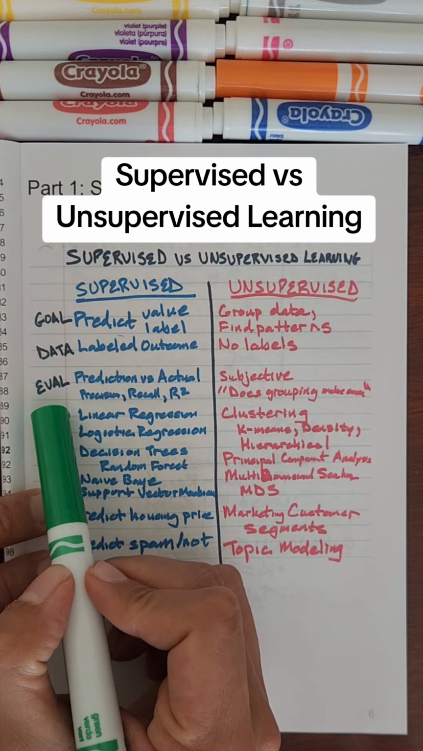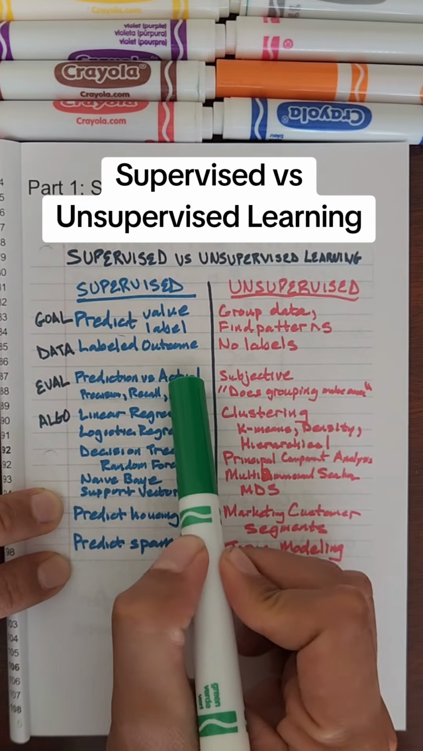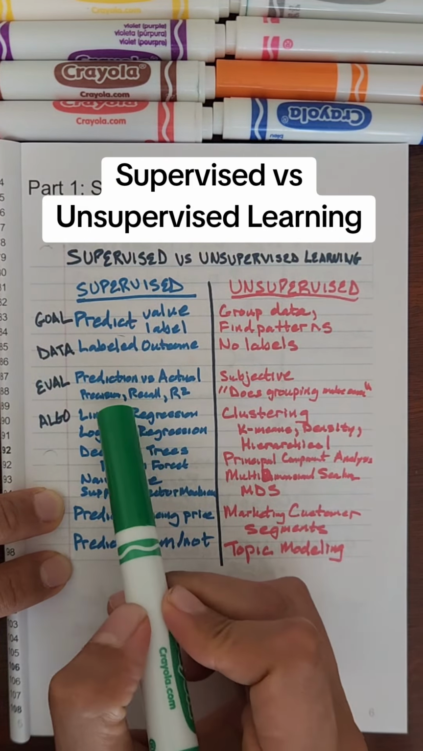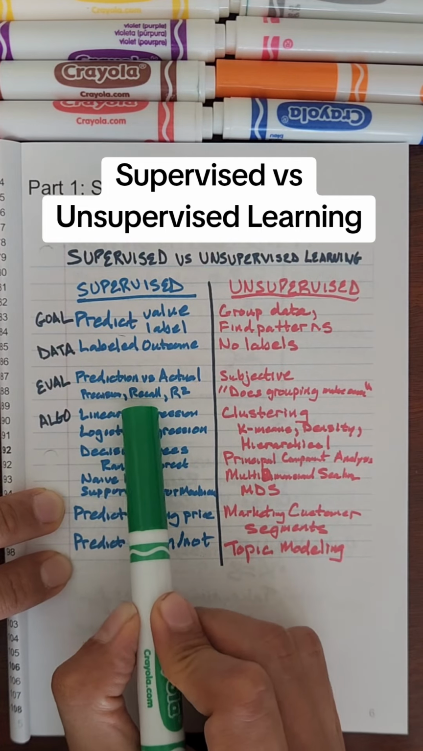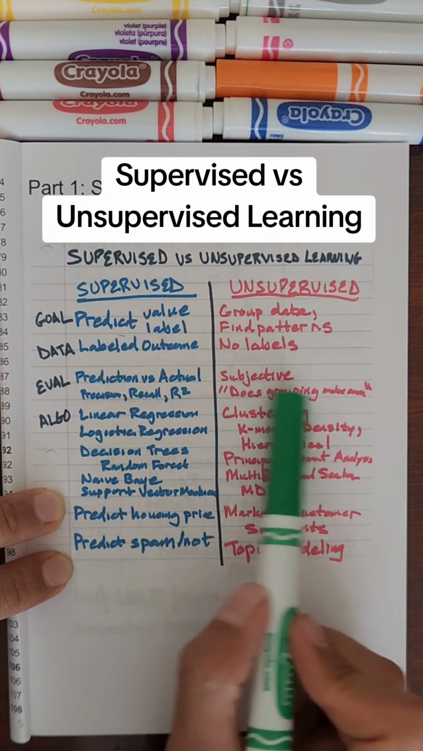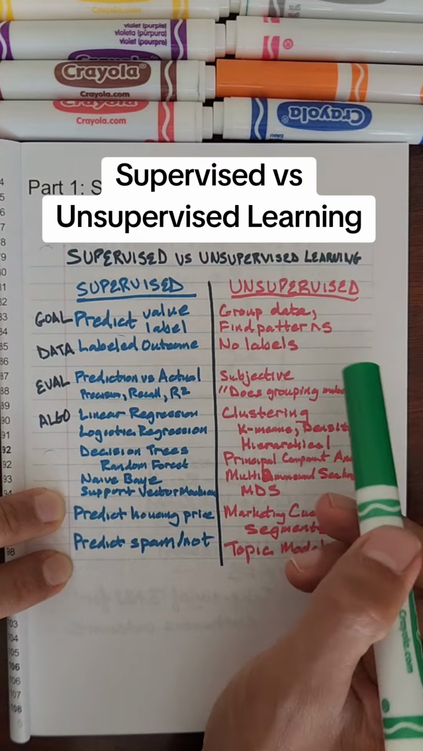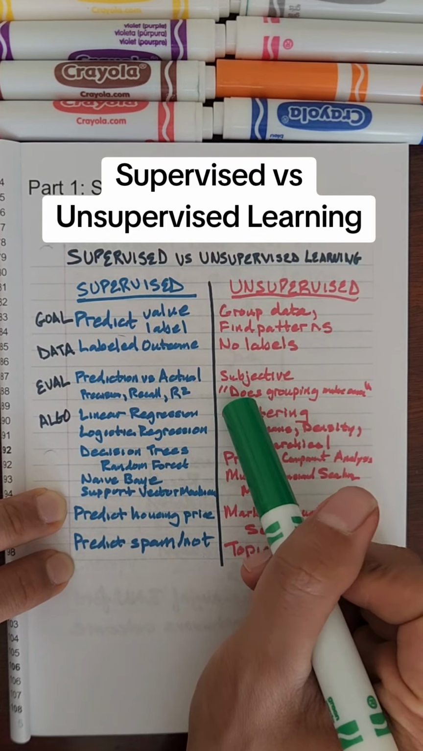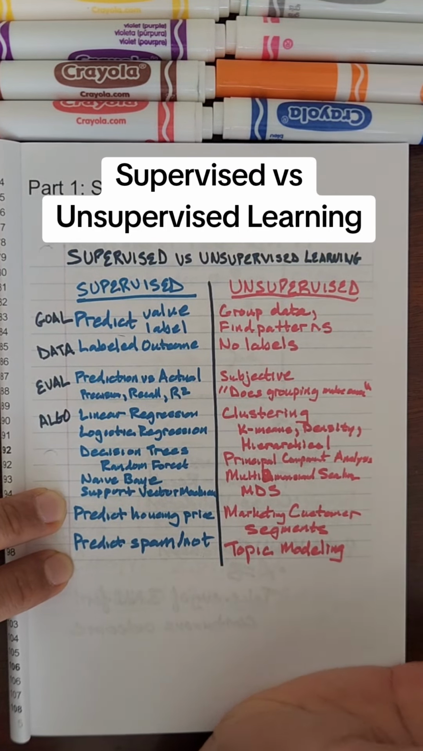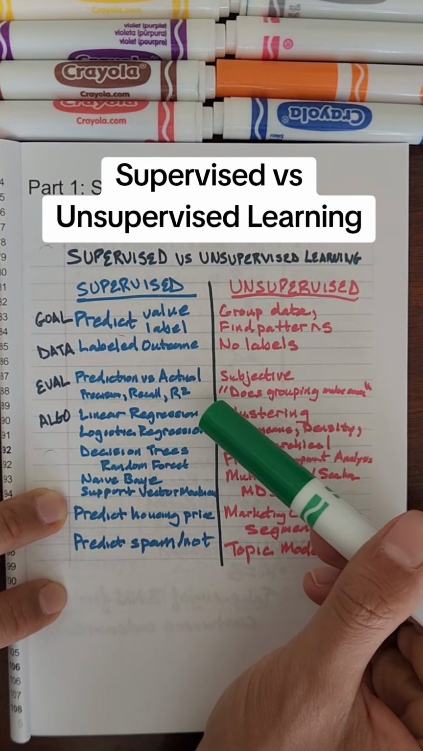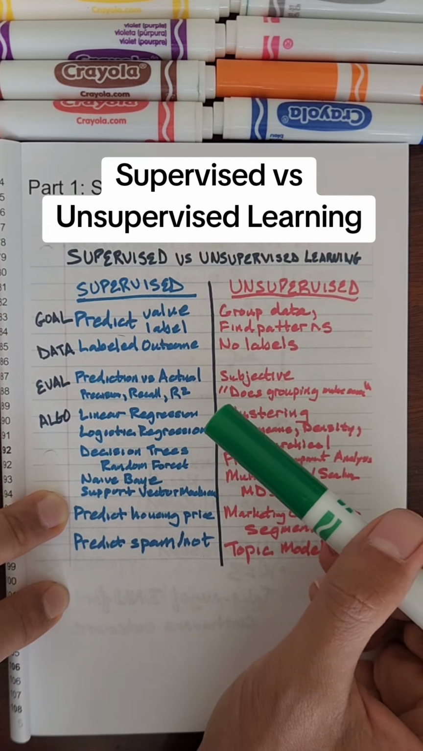In terms of evaluation techniques, you want to compare your predictions versus actual. If they're close, then your model did well. You also might be considering precision versus recall, as well as R squared. Whereas evaluating how well your unsupervised learning did, it's quite subjective. You're often looking at whether the grouping actually makes sense. Again, very subjective.